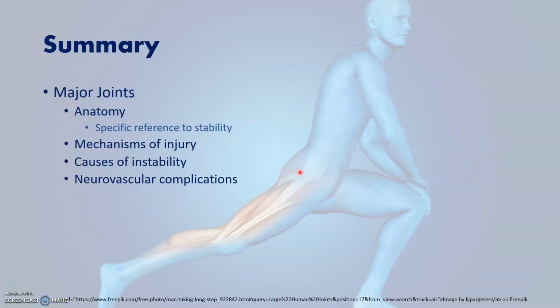So again, this was a quick look at injuries to lower limb joints. We looked at the anatomy, mechanisms of injury, and causes of instability, as well as neurovascular complications.